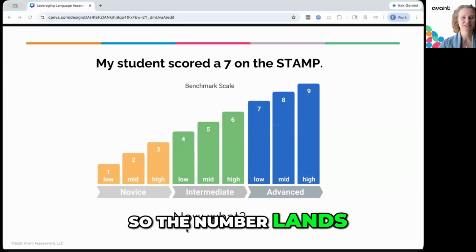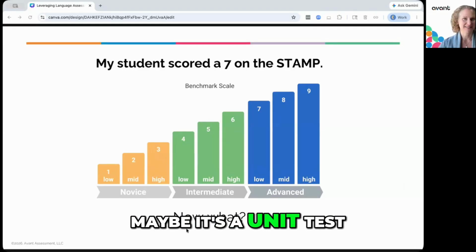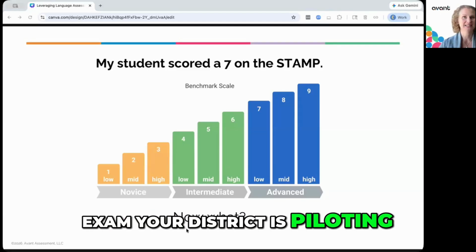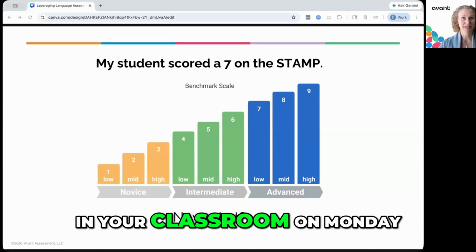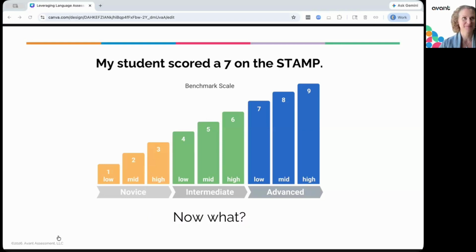So the number lands in your inbox. Maybe it's a STAMP score. Maybe it's a unit test. Maybe it's a placement exam your district is piloting. The student is sitting in your classroom on Monday. So what concretely do you do differently?